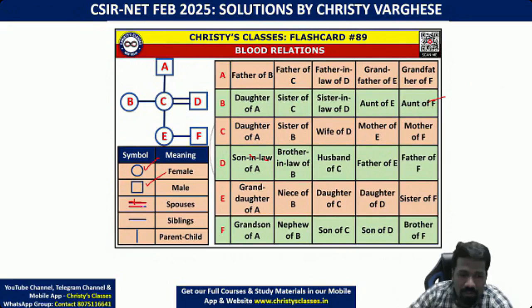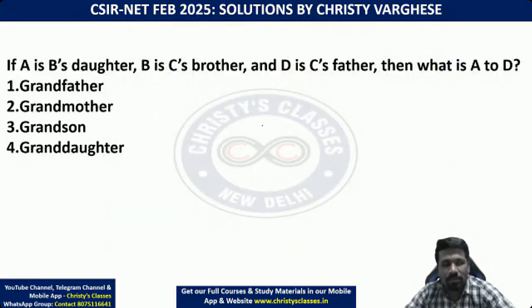Spouses means husband-wife relation, marital relation; it is denoted by a double line. Siblings, brother and sister, are denoted by a single line. A vertical line denotes father-son, father-daughter, mother-son, mother-daughter, that is, the parent-child relation. The example is given here. In the blood relation chapter we will learn further.